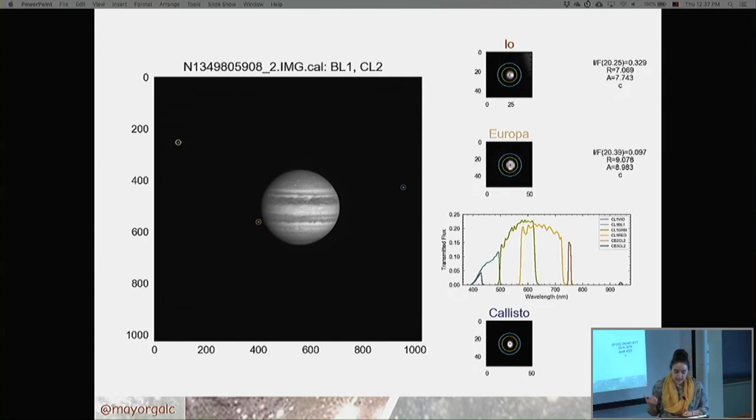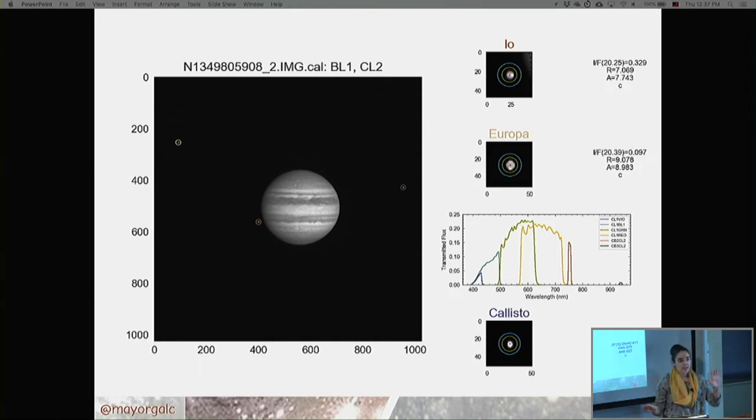So typically, in the NAC, the moons are resolved. And so I use a circle-finding algorithm to actually refine their positions and determine basically the appropriate aperture for these different moons. The majority of the images during the flyby were taken in six filters, and this little inset here is just in case you were curious about the six filters.